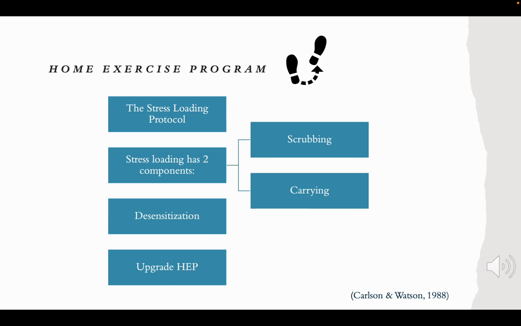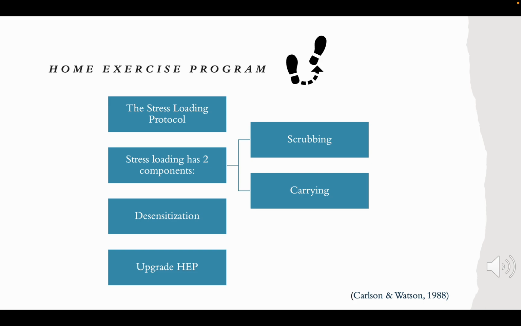A home exercise program for those with CRPS typically involves range of motion and strength training. Based on research from Carlson and Watson, the stress loading protocol supports range of motion and strength training. This protocol is to begin respecting the client's pain and limitations and provide an increase in demand for sensory input of the affected nerves. Stress loading has two components, scrubbing and carrying. Scrubbing applies constant force through the affected area for progressively increasing periods of time without a break.